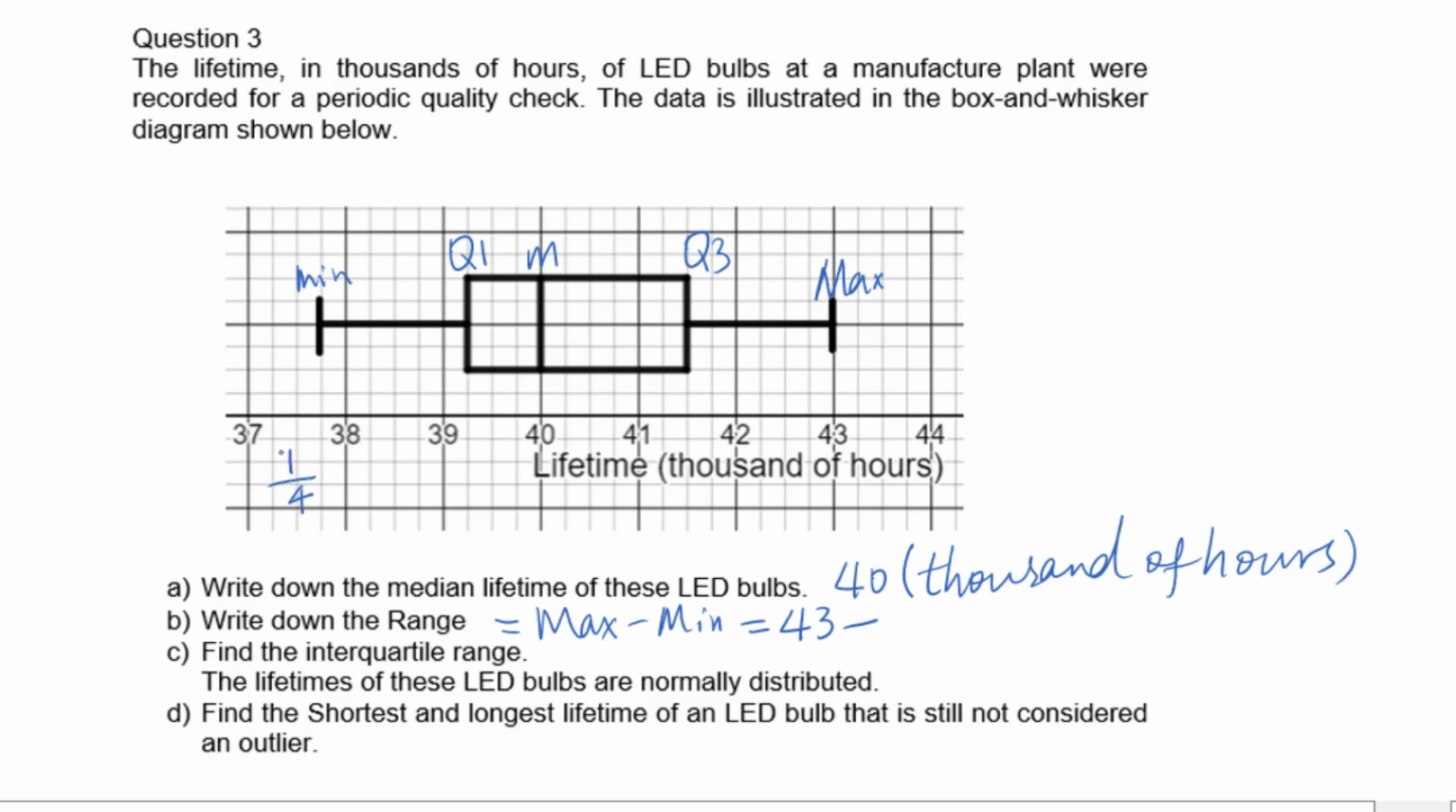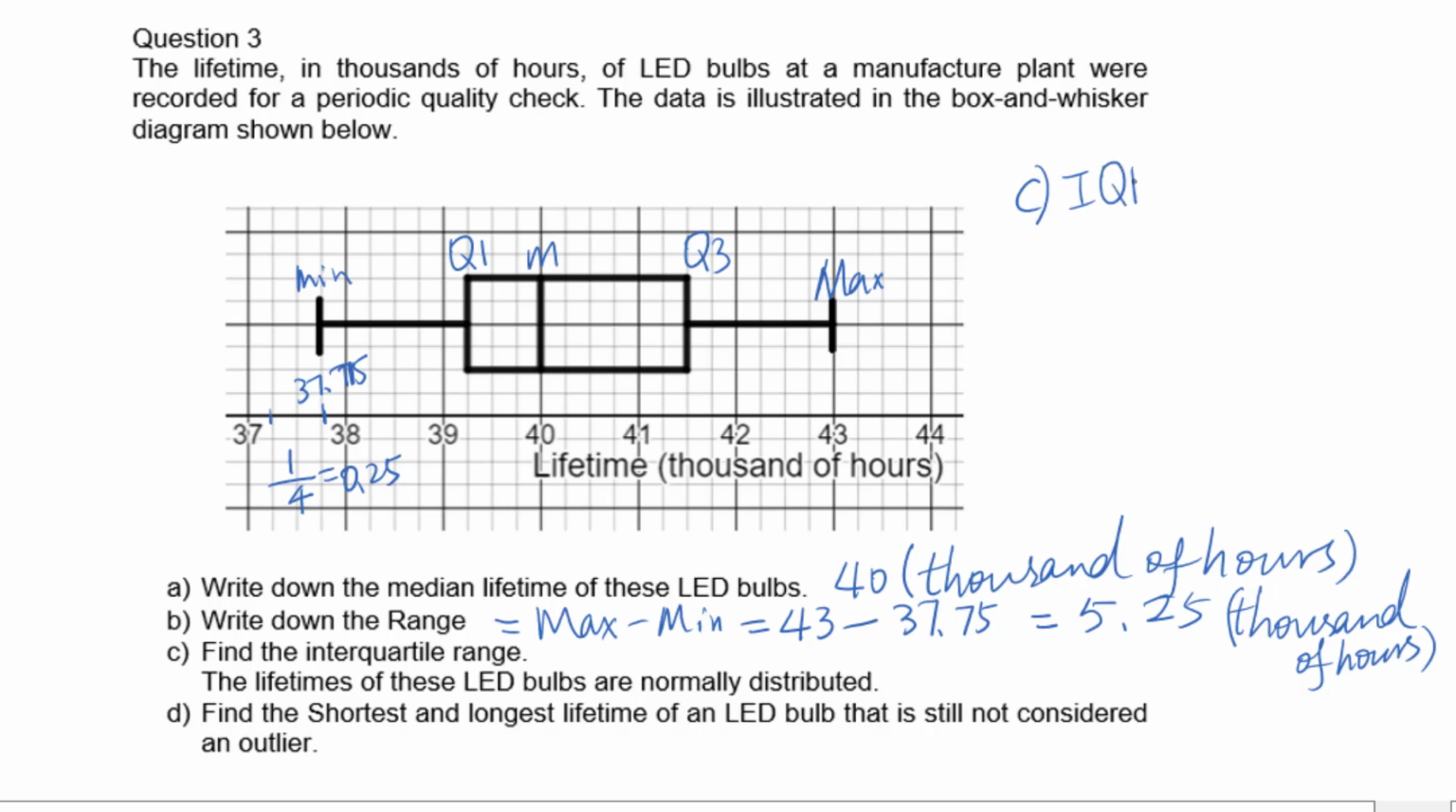There are 4 small units, which means each unit is 0.25. Therefore, this will be 37.75. That's the minimum value, 37.75. So the answer is 5.25 thousand hours. Let's go to C. Find the interquartile range.